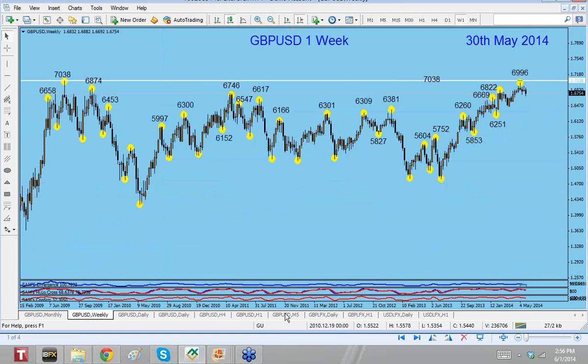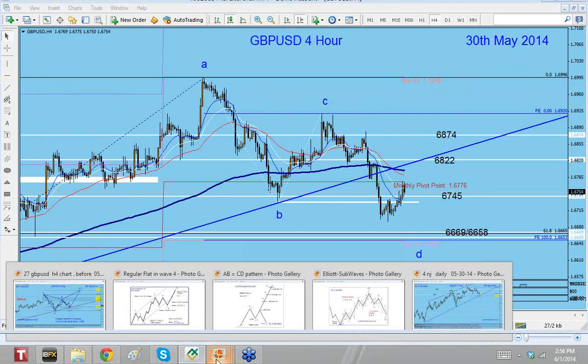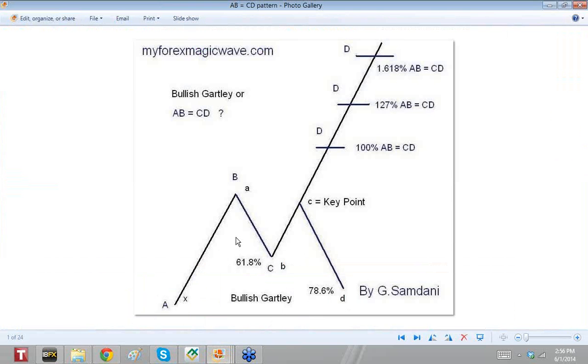But this is the reason that I did make this chart, because there is another thing that I wanted to show, that you should always keep in mind. This is a chart. You also have it. This A, B, C. And then when the price gets to the area between B and C, it's very critical. This is the key point. It can go here or here. If it comes here, we make a Gartley or butterfly or whatever. Or if it goes here, it makes an AB equals CD pattern at 100% or 127 or 1.618.